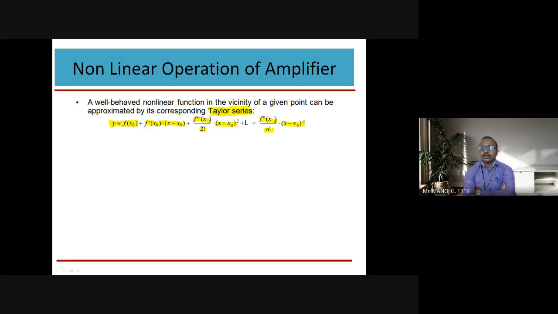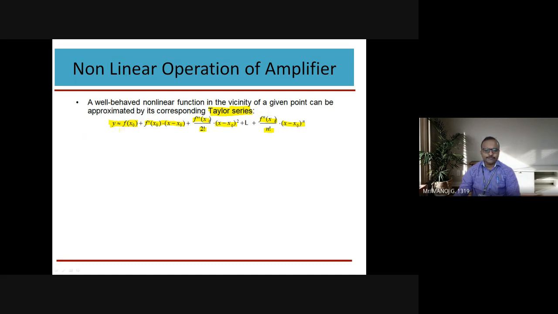We have seen two types of characteristics for the amplifiers. One is with respect to the ideal condition, where we have seen the linearity function y is equal to alpha 1 into f of x, and the nonlinear function, right? So the nonlinear function is expressed in terms of a Taylor series.